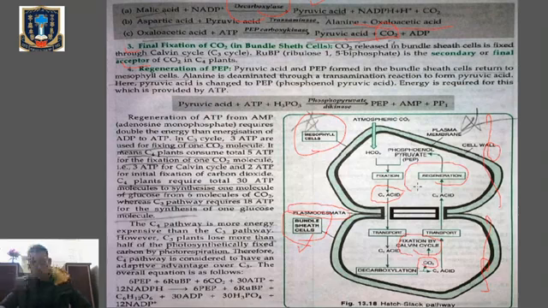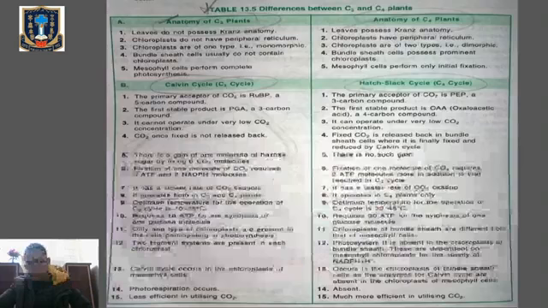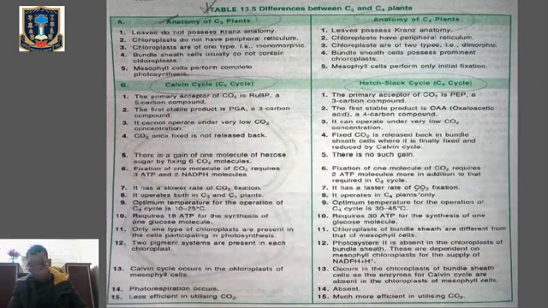Alright, so here we have finished the C3 pathway and the C4 pathway. Now let's go through the difference between the C3 and the C4 plants. In table number 13.5, page number 13.24. So let's see the difference between the C3 plants and the C4 plants.